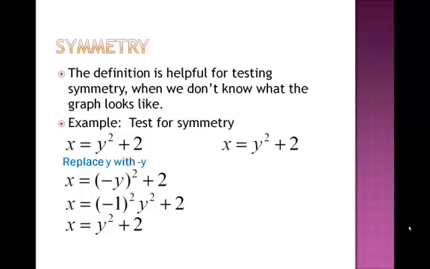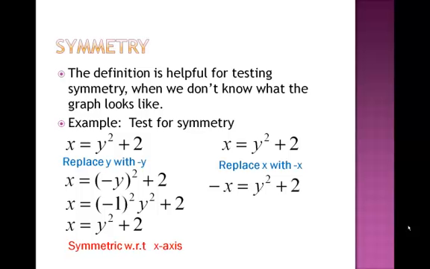So in summary, we took y, we replaced it with negative y, and we have an equivalent equation when we're done. Well, that's exactly what the definition says about x-axis symmetry. So without even looking at the graph, I know that this has x-axis symmetry. Alright, just for fun, let's go ahead and run the second test to see if it has y-axis symmetry. So again, taking x equals y squared plus 2, I'm first going to replace x with a negative x. And my goal is to see if this simplifies in some sort of way such that I get back to my equivalent equation.